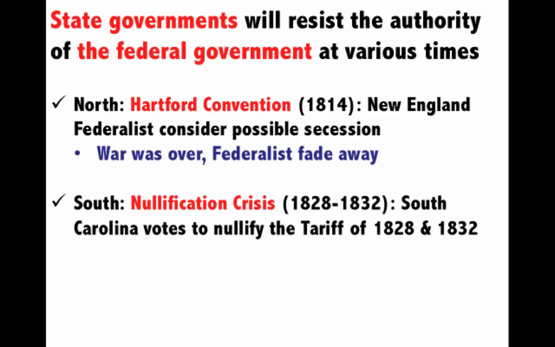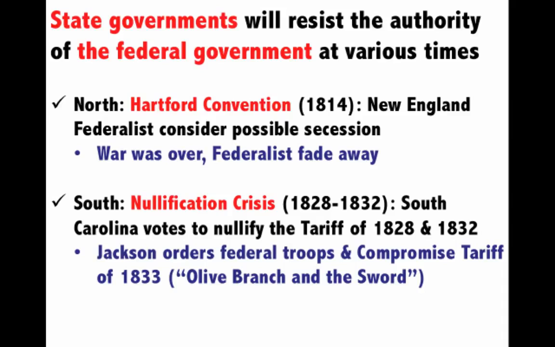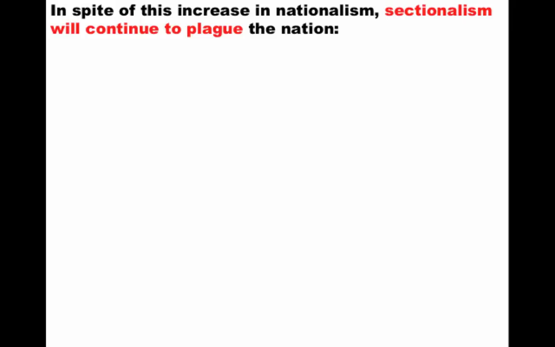Kind of more significant is what happens in the South with the nullification crisis. In 1828 to 1832, South Carolina votes to nullify the Tariff of 1828 and 1832, creating a serious problem, and Jackson, as the president, orders federal troops, and eventually you get the Compromise Tariff of 1833, also known as the Olive Branch and the Sword. So state governments are going to be resisting the federal government at times. And once again, that idea of sectionalism, so important.